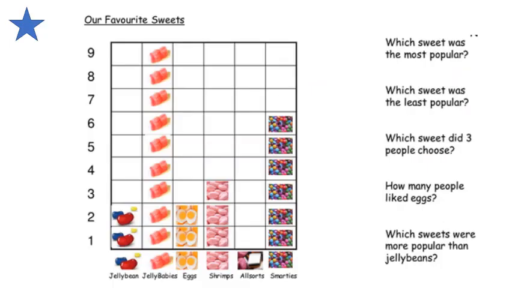For the 1-star task, we have a pictogram. You're going to read your pictogram and then answer the questions beside it. Question 1, which sweet was the most popular? Question 2, which sweet was the least popular? Question 3, which sweet did 3 people choose? Question 4, how many people liked eggs? And question 5, which sweets were more popular than jelly beans?